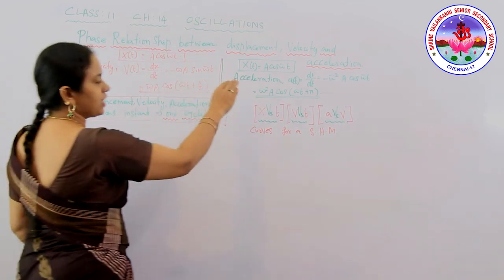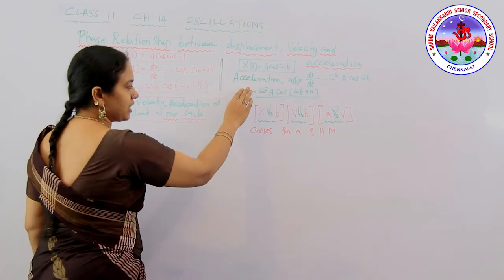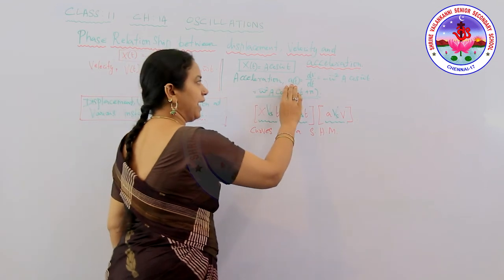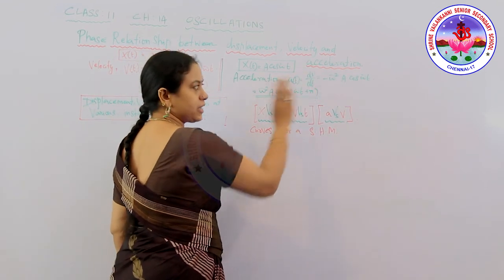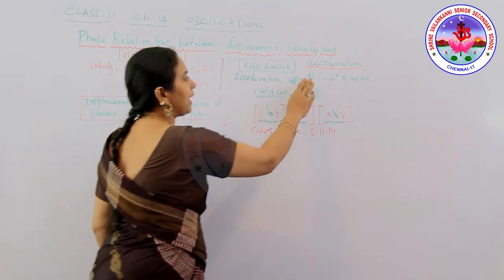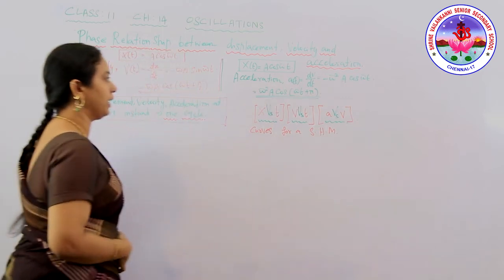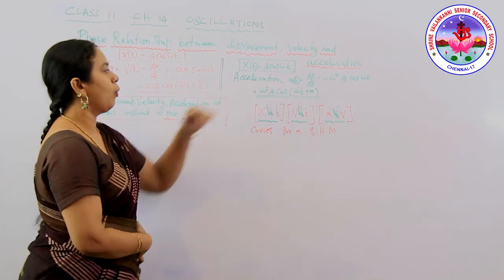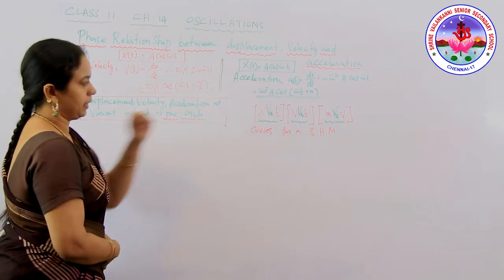Now for the acceleration, the same way, we have taken this displacement, and acceleration is the second order derivative. So a of t is equal to dv by dt, or d square x by dt square. So we will get minus omega square a cos omega t, that is, omega square a cos omega t plus pi.